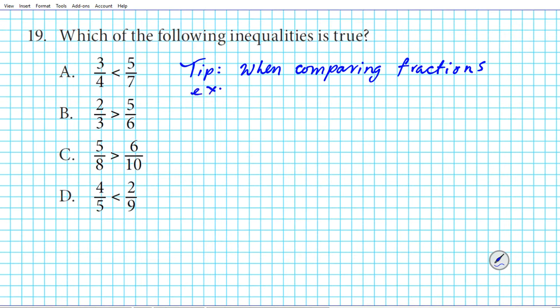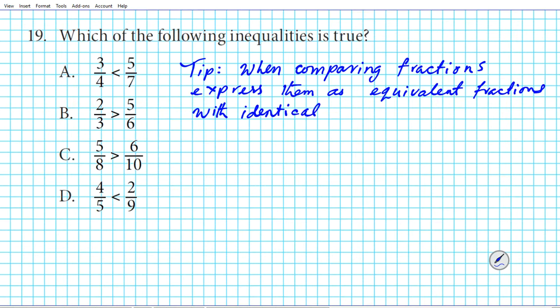express them as equivalent fractions with identical denominators. Okay? Also known as the LCD, identical denominators. Okay, so when you're converting them into equivalent fractions, the target is to make the denominators identical. Okay, so let's start with option A.